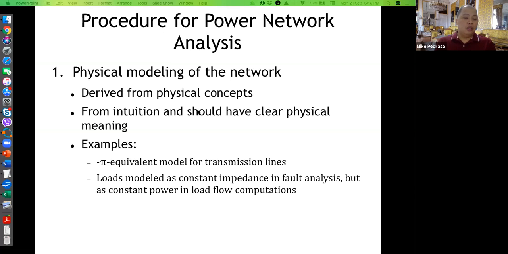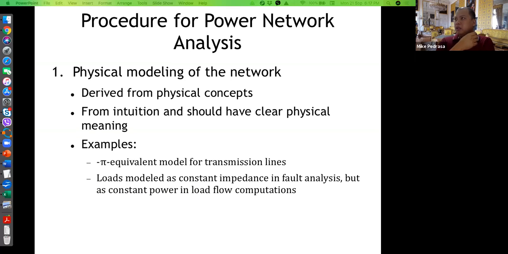Okay, so when we derive the physical model, it will be derived from physical concepts. We use our intuition. One good example here is the first one, the pi equivalent model for transmission lines. So you see the transmission lines. So paano kaya natin imo-model yon? Take note that what we are solving for are the voltages and the currents. So we have to derive a set of equations that will relate the voltage and the current to each other. So how are we going to model that?